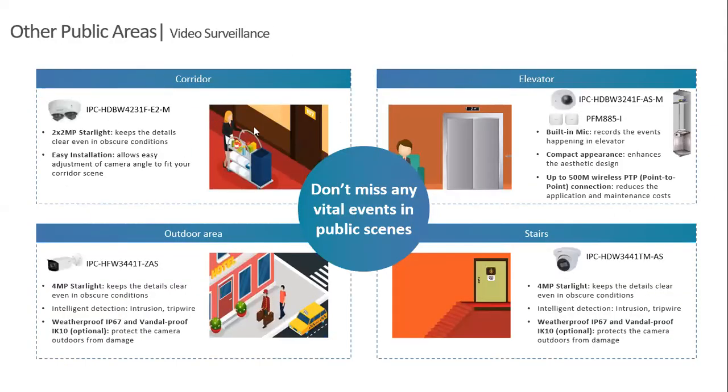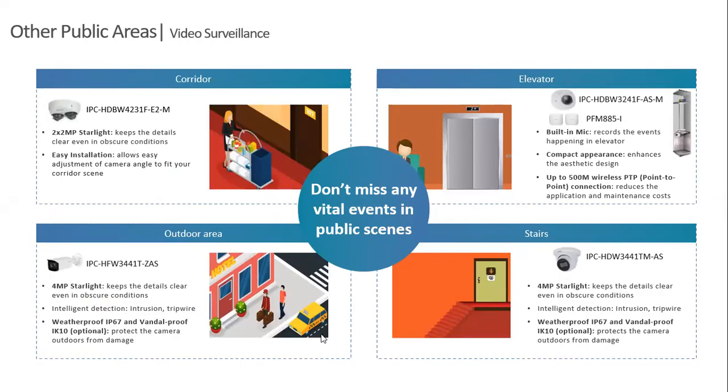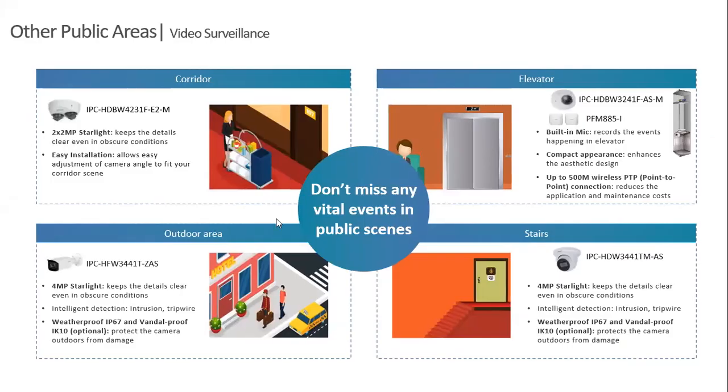For the public areas, including the corridors, we have dual lens cameras. The dual lens camera is one camera with one IP. The advantage is that you're able to monitor two sides. For example, in the corridor you'll be able to monitor the coming and going case. This 2 megapixel camera is easy to install.